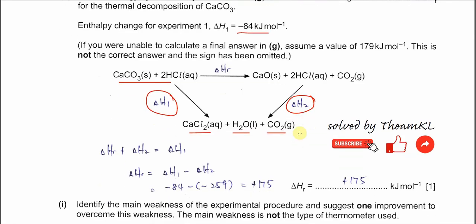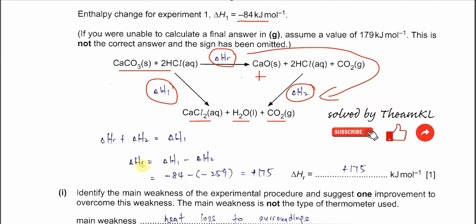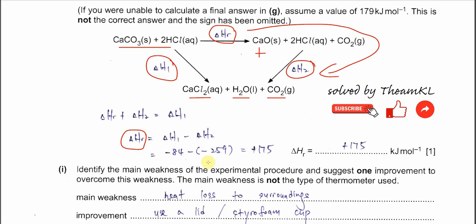So now we can use this energy cycle to get the delta HR. Sum up: delta HR plus delta H2 equal to delta H1. Follow this direction. Delta HR plus delta H2 equal to delta H1. Therefore, delta HR is equal to delta H1 minus delta H2, which is negative 84 minus negative 259. So we will get positive 175. The answer must be positive because thermal decomposition is always endothermic.